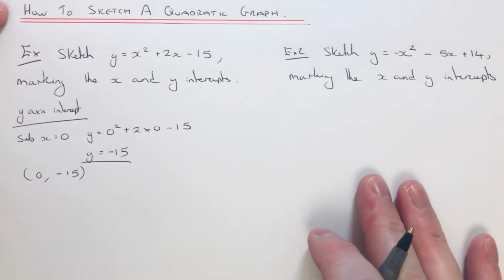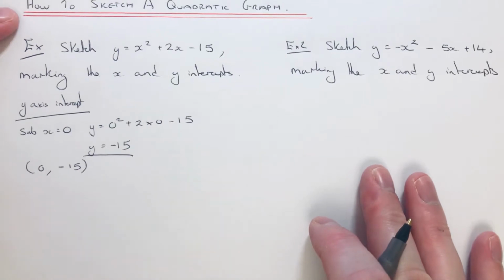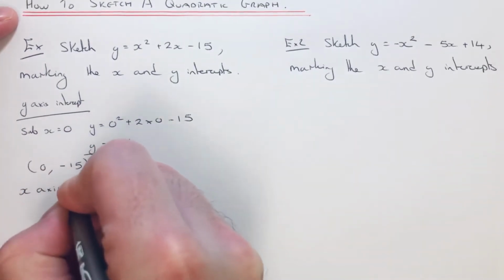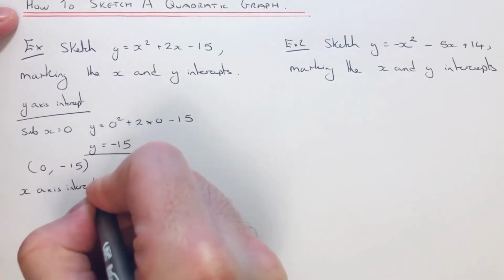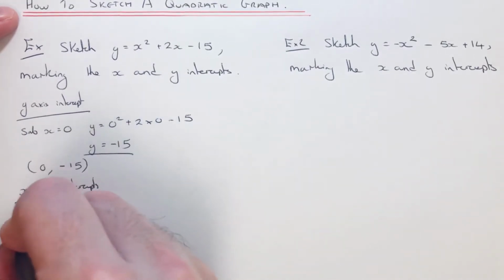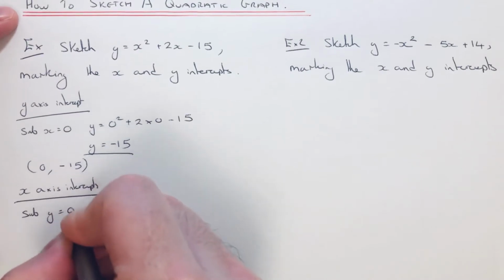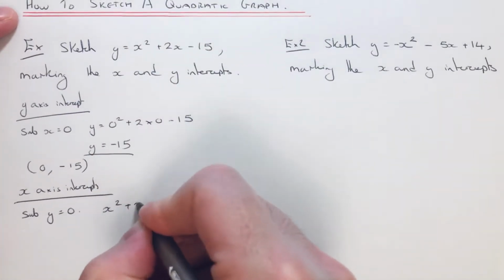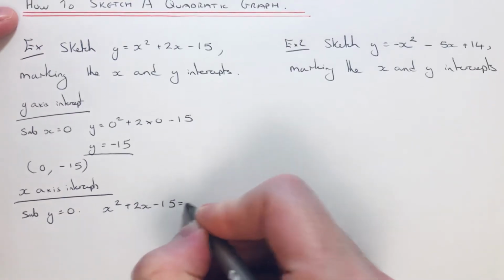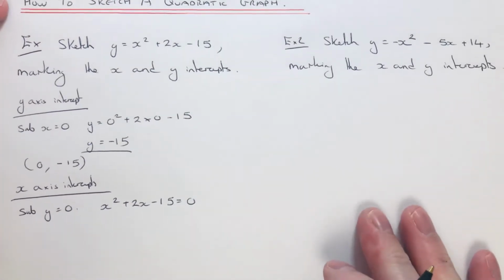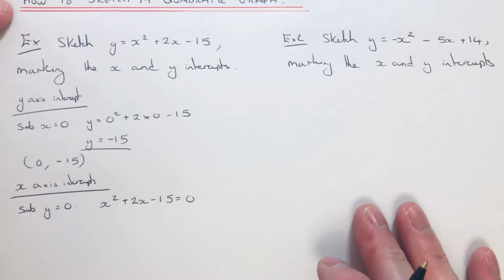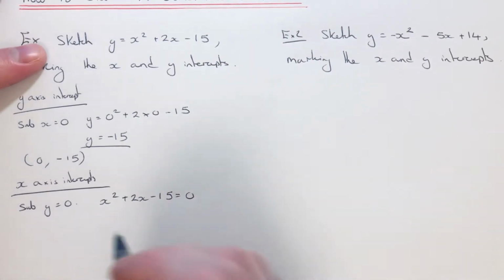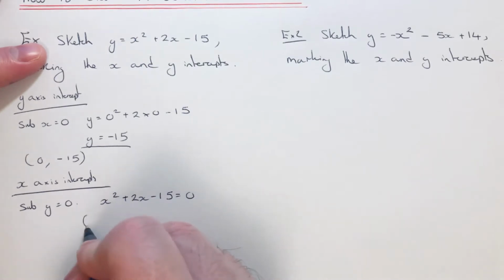So we now need to find the x-intercepts. So to do this we need to sub in y equals 0. So we need to make the whole equation equal to 0. So to solve this equation you need to factorise it or use the quadratic formula. So I think this one will factorise.